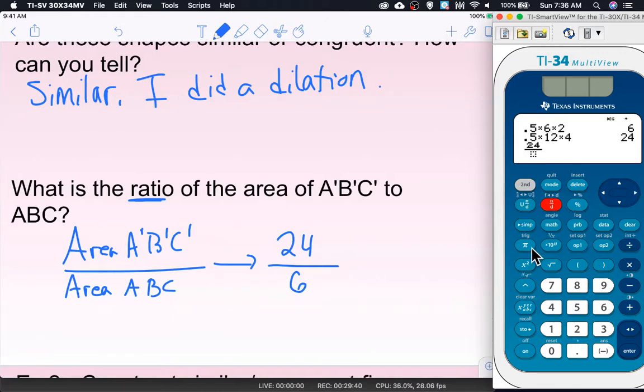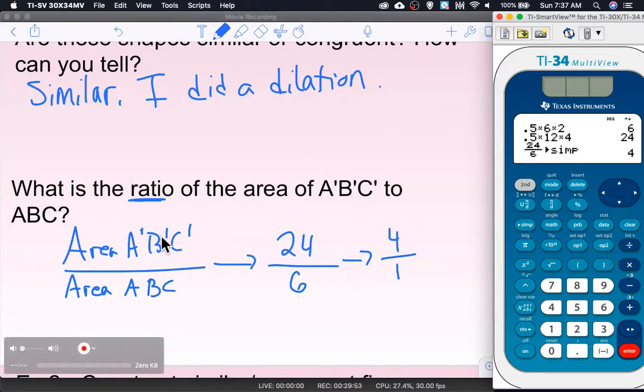24 fraction. See, wouldn't this just be much easier if you just did it in your head? It's going to be 6/1. Equals 4/1. See? So the ratio is 4:1. This area is 4 times bigger than this area. That would be our ratio. Okay?